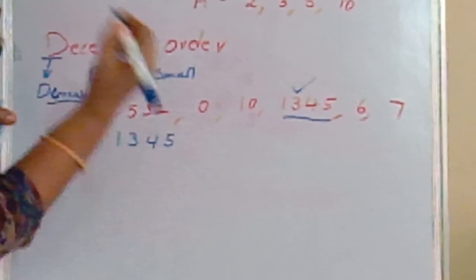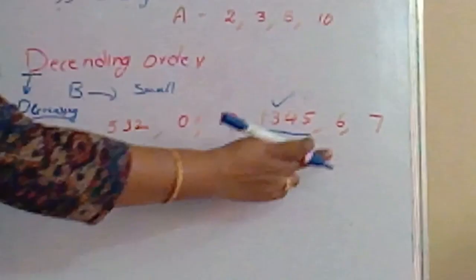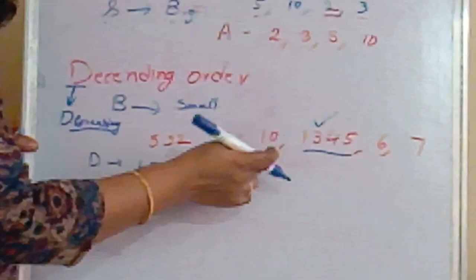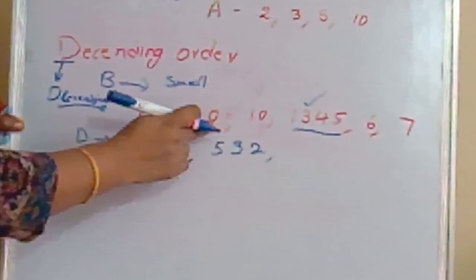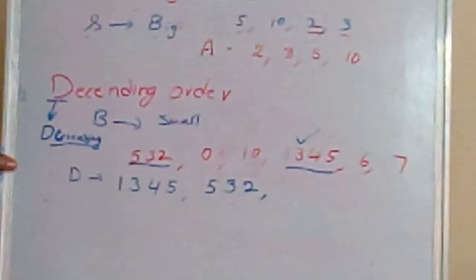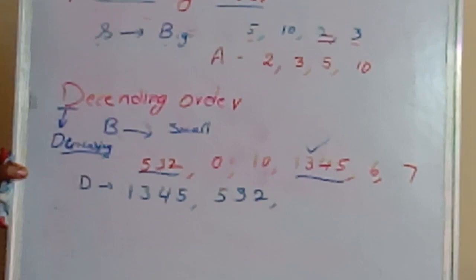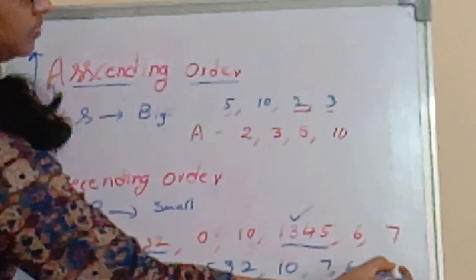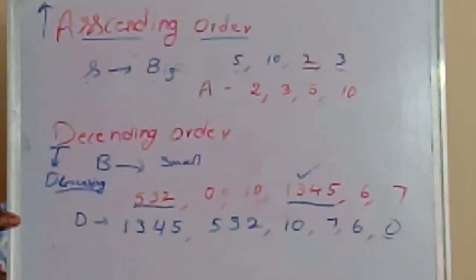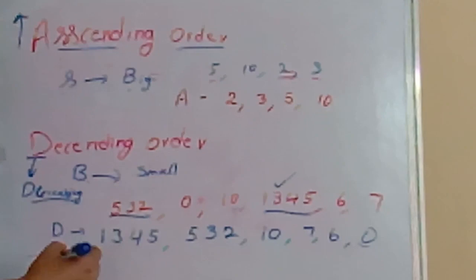1345. Next big number: 6 or 7 or 10 or 0 or 532? Which is big? This one, 532. Next, the remaining are 0, 10, 6 and 7. Next one is 10, then 7, 6 and 0. 0 means no value. So, this is the descending order, big to small.